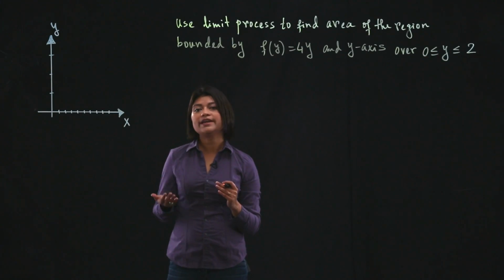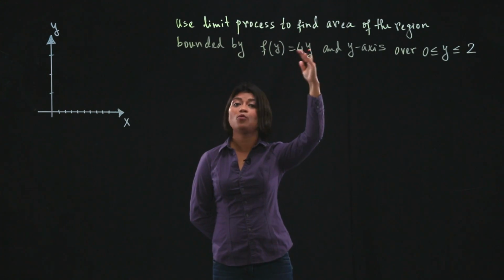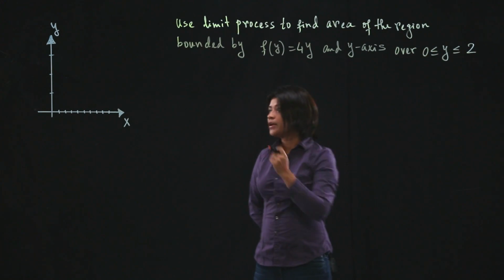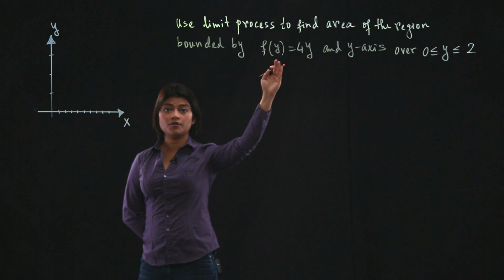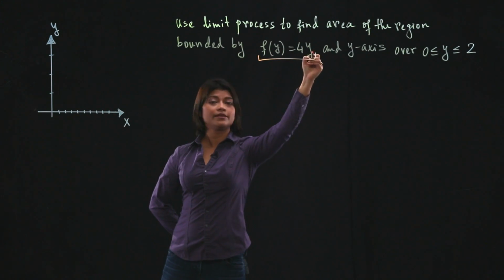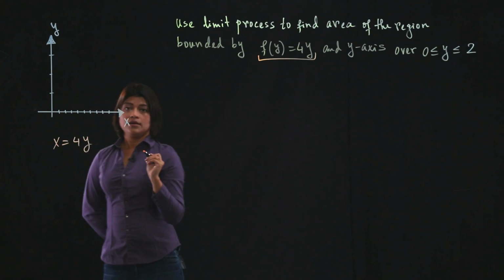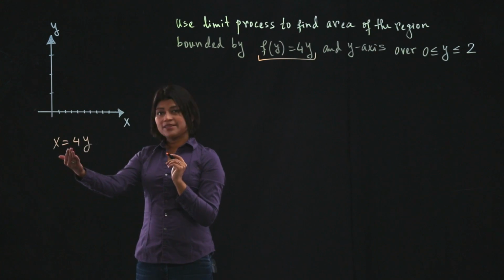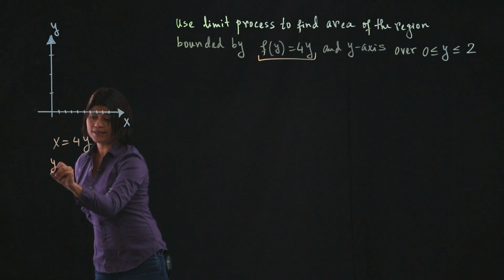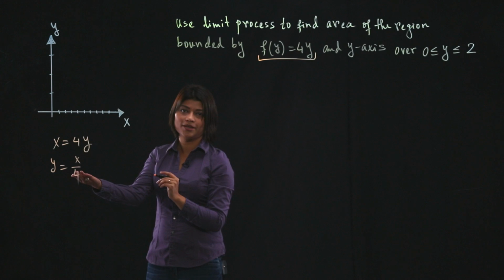We will do the exact same thing, but please be careful that now the function is defined in terms of y, and we are working on the y-axis and y intervals. Okay, so let's understand this function first. We are given the function f of y is 4y, which is x equals 4y. You can see from this equation that this is a line. If you want, you can solve for y: y equals x over 4, so it's just a line.